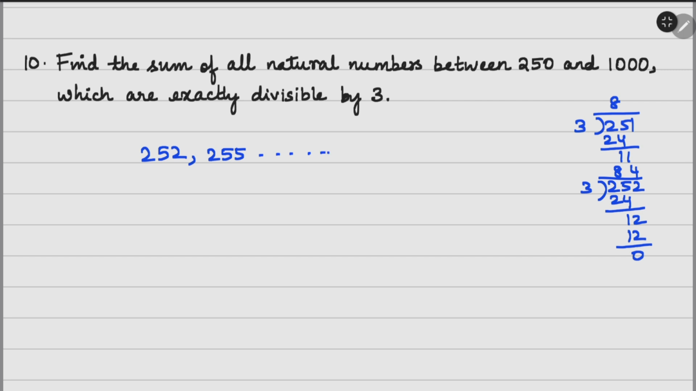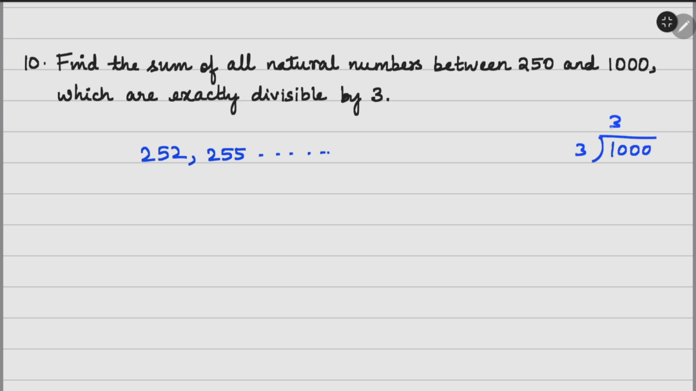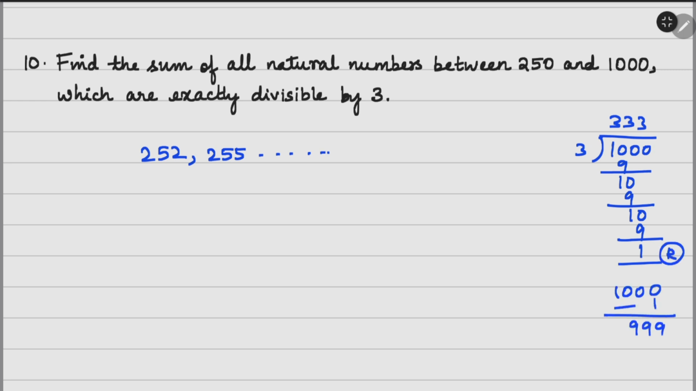So what is the last number which is divisible by 3? What should you do? Divide 1000 by 3. So you have 3 3s are 9, again 10, 3 3s are 9, again 10, 3 3s are 9. So the remainder is 1. So you have to subtract the remainder from 1000. So you have 999. So what is the last number which is exactly divisible by 3? It is 999. Now let us find out how many terms are there.